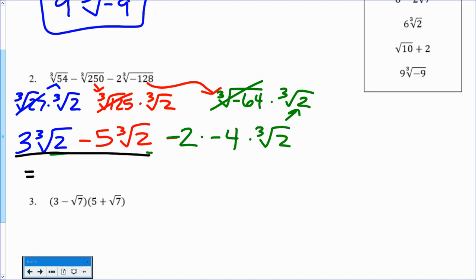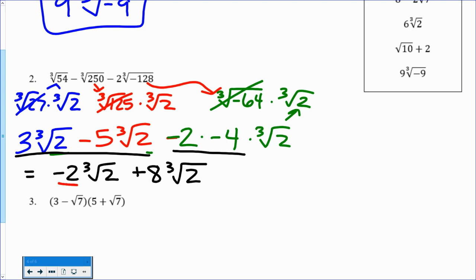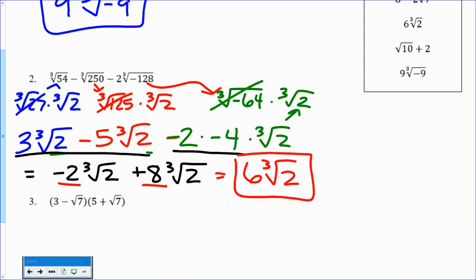So I have 3 cube roots of 2 minus 5 cube roots of 2 would be -2 cube roots of 2. And then this -2 times -4 would turn it into a +8 cube roots of 2. So then I'm combining -2 plus 8 would be 6 cube roots of 2, which you would see in your answer bank.